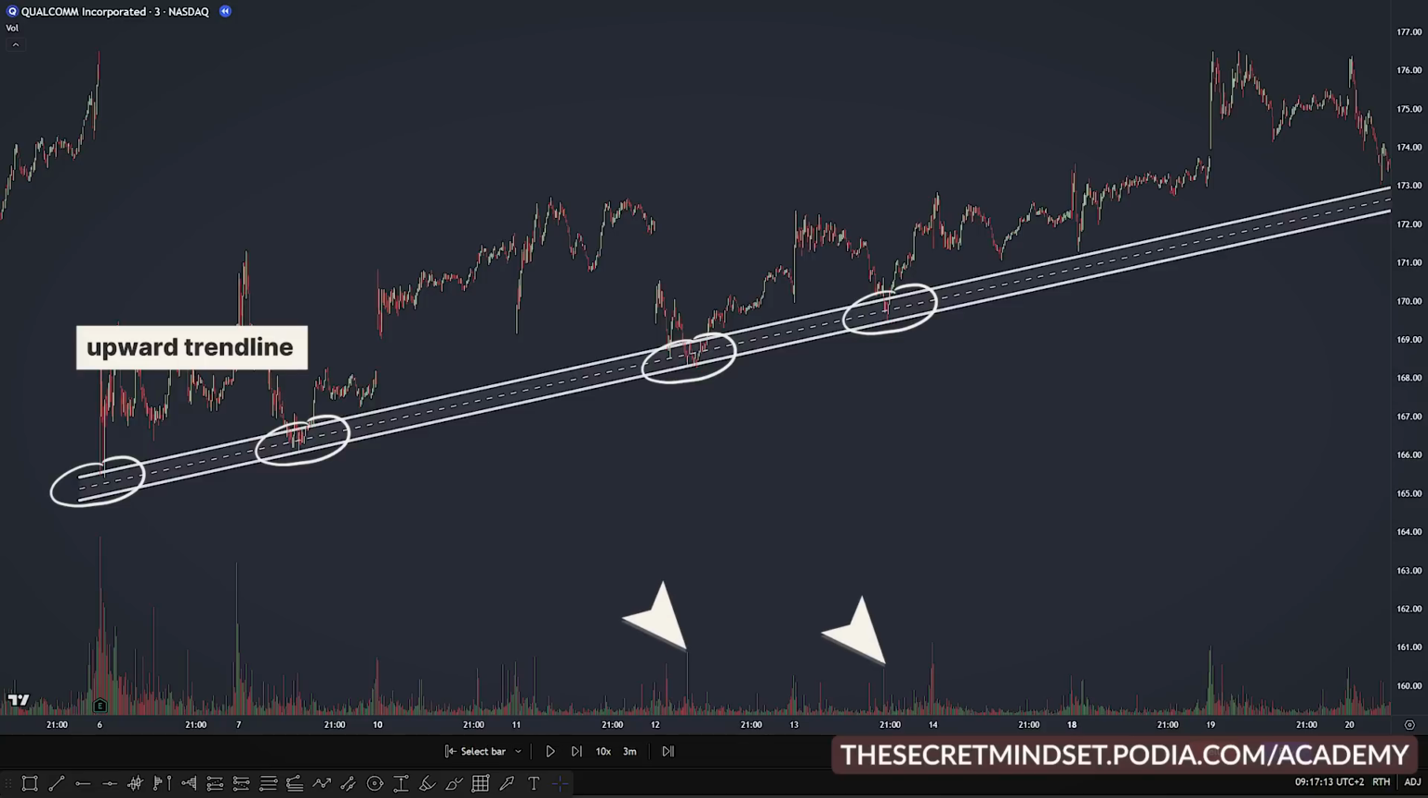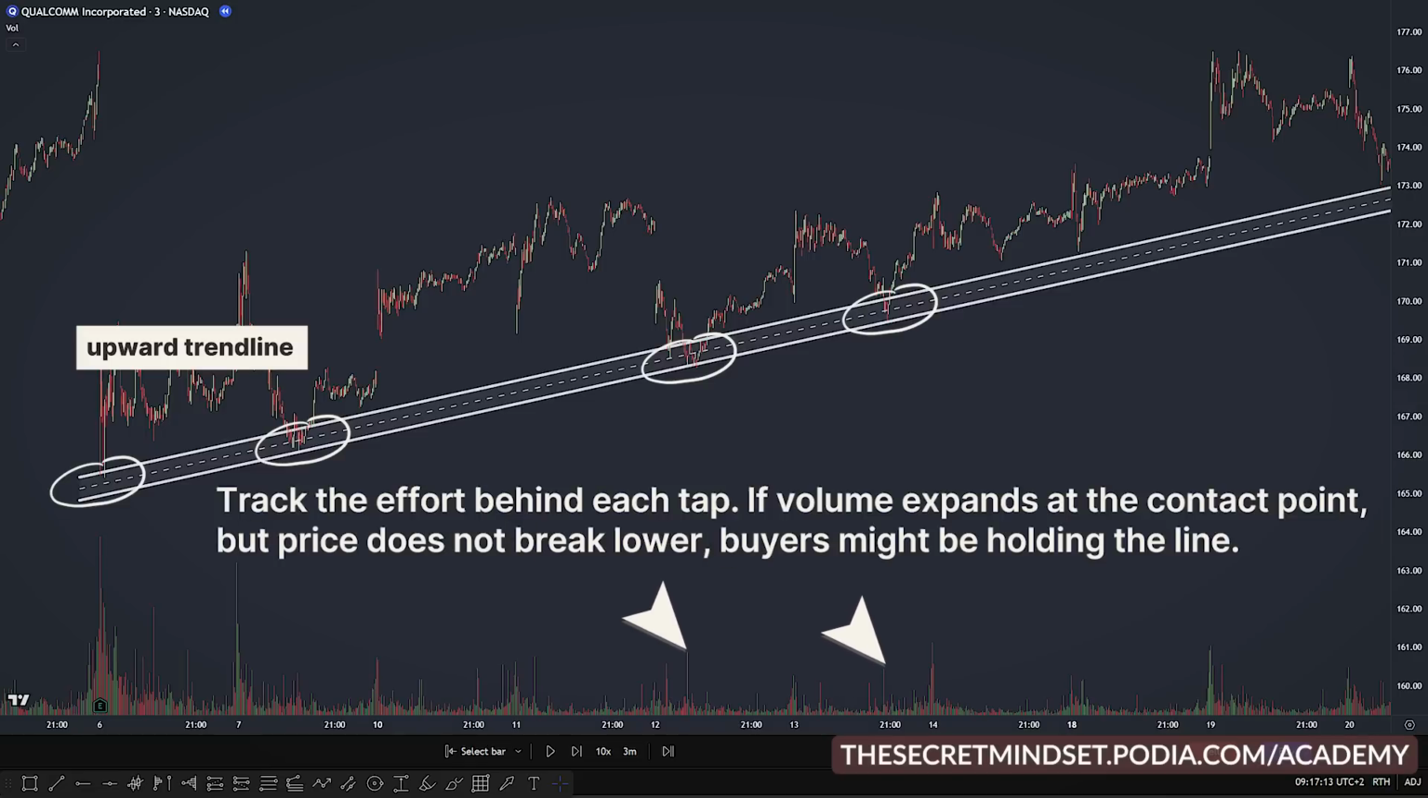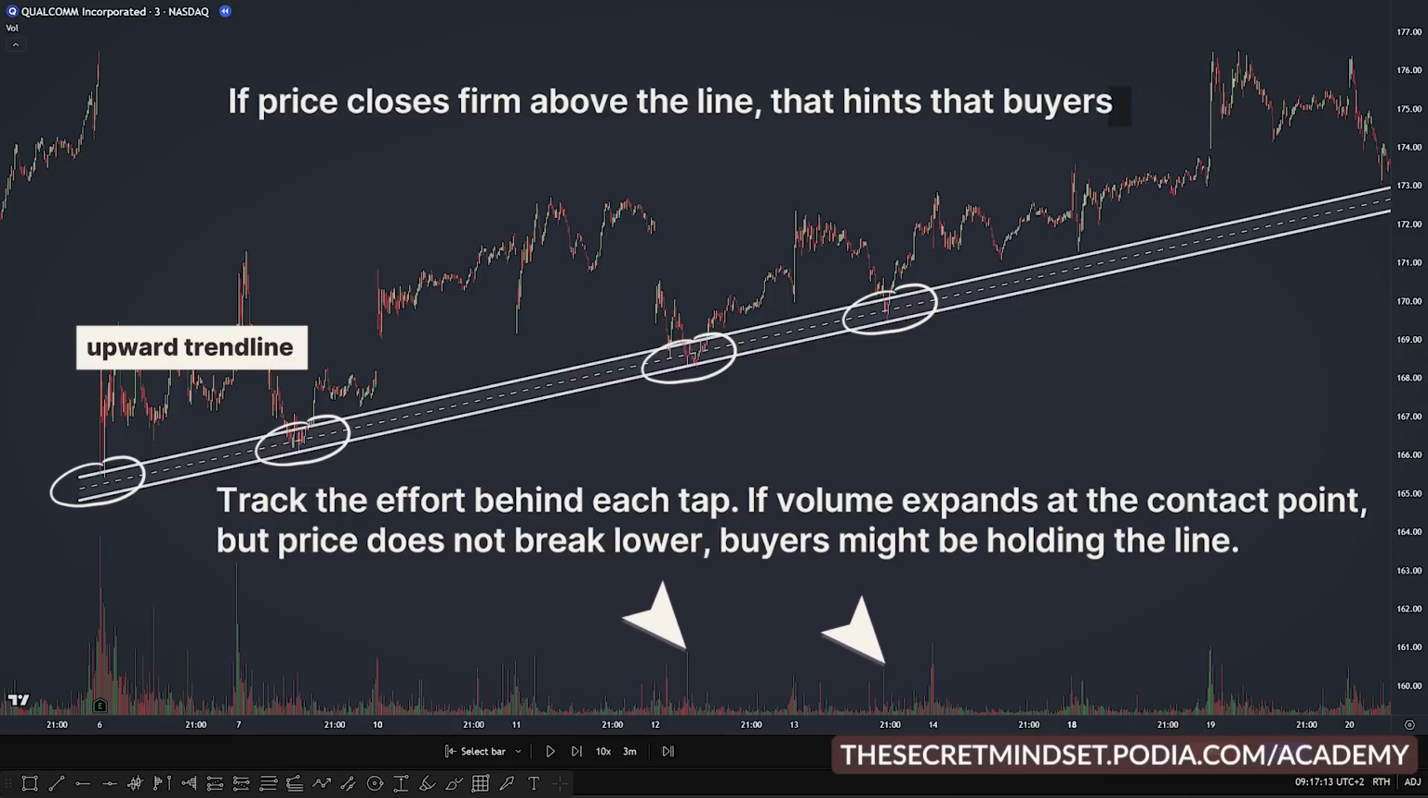Track the effort behind each tap. If volume expands at the contact point, but price does not break lower, buyers might be holding the line. That reveal can guide you to think buyers are present despite the test. If price closes firm above the line, that hints that buyers outweighed sellers, so the uptrend may continue.